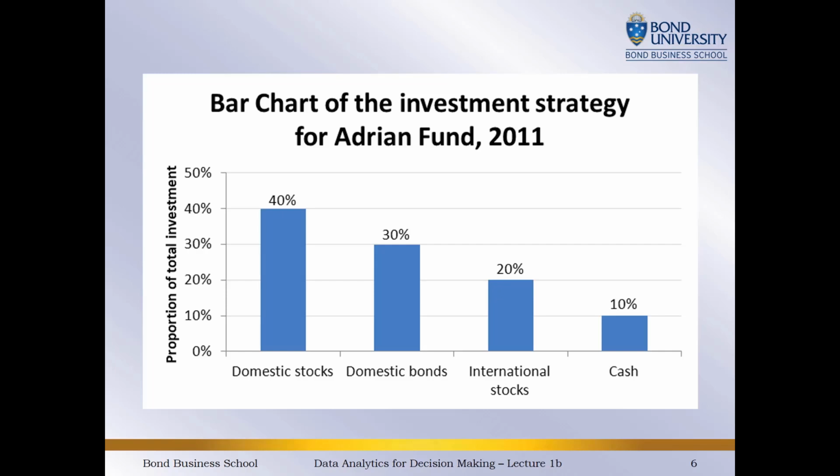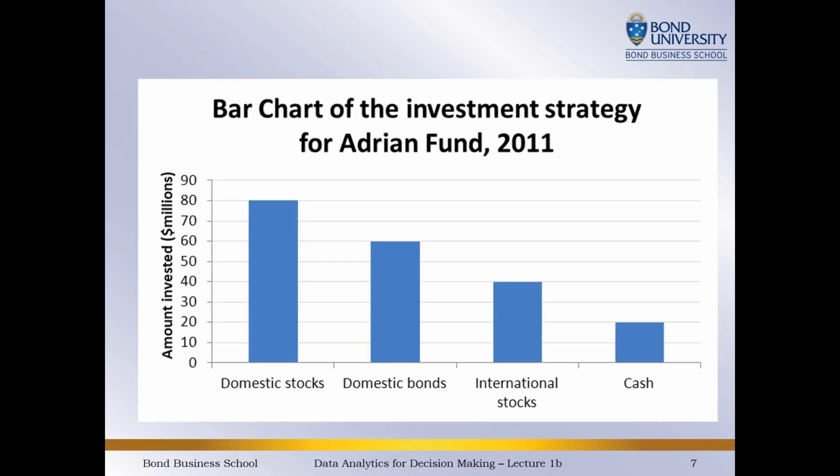Now, notice some key things here. I have axis labels, so proportion of total investment is on the axis label. And I have a nice chart title, and also the labels on the bars, 40%, 30%, 20%, 10%. You could have those, or sometimes you don't have those.